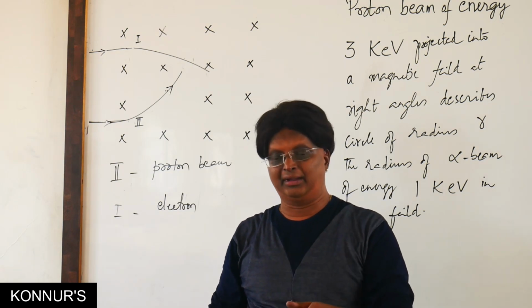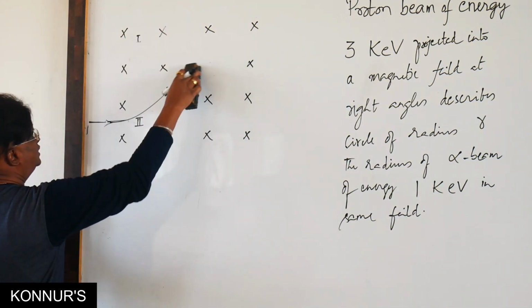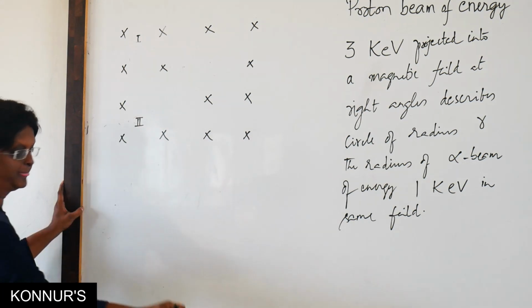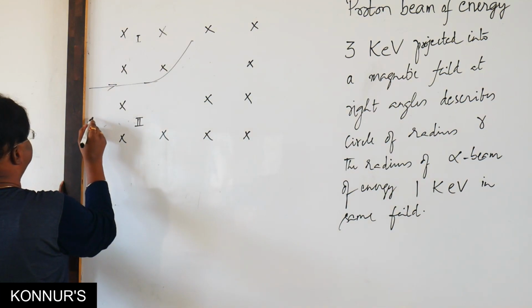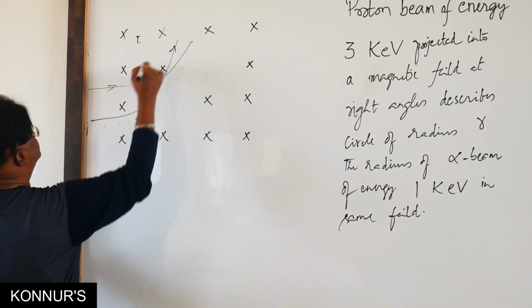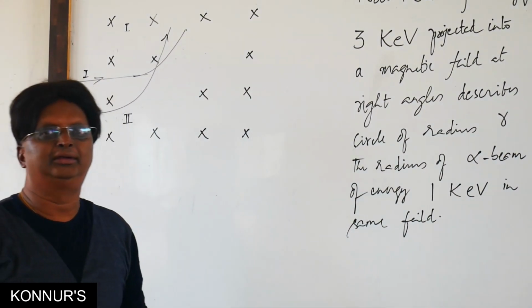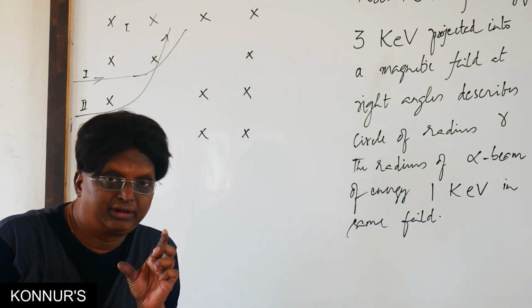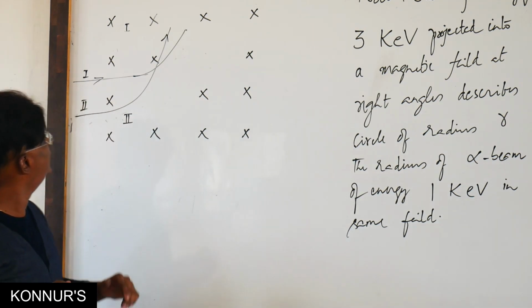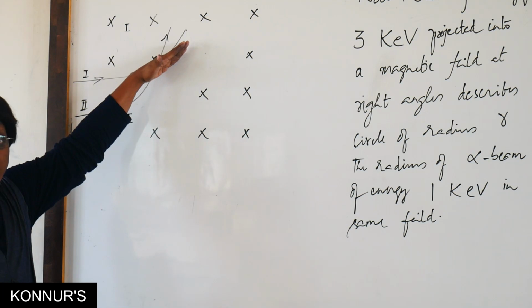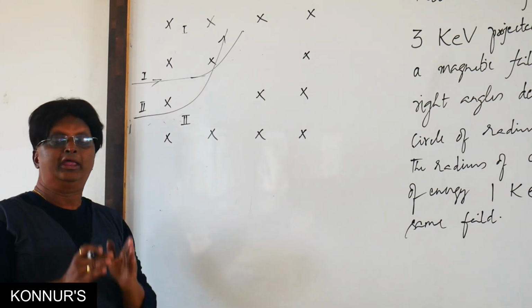Supposing the same example with a difference. What is the difference? Supposing I have shown two tracks, track 1 and track 2. The difference we find is in the degree of curvature, right? For track 1, the degree of curvature is lesser, and for track 2, the degree of curvature is more.